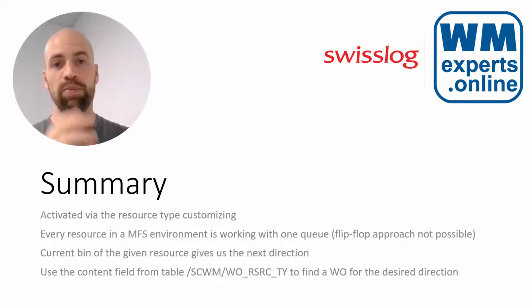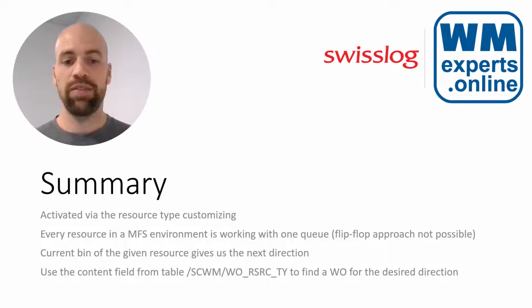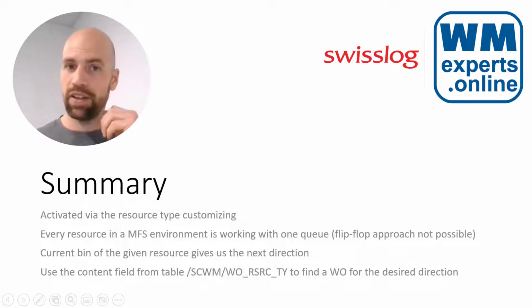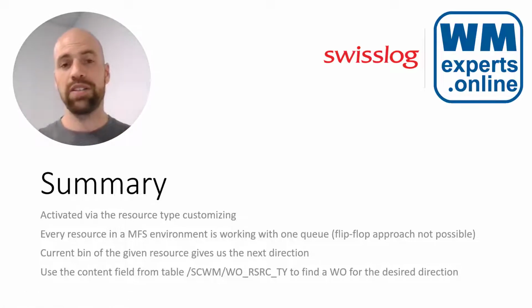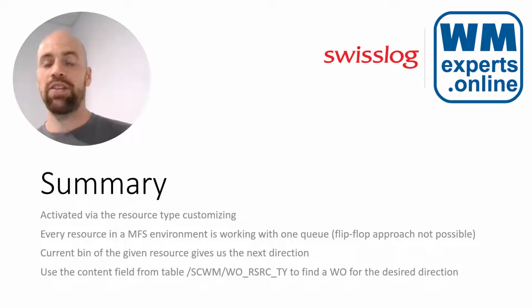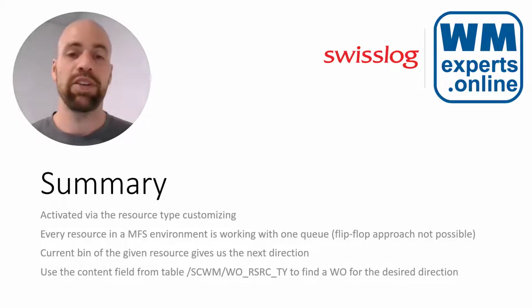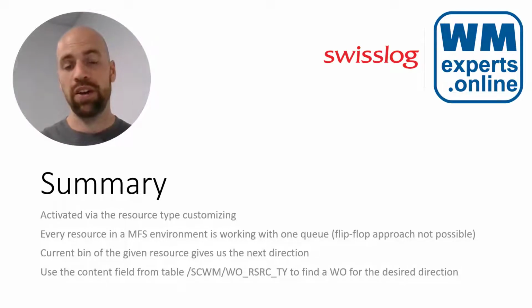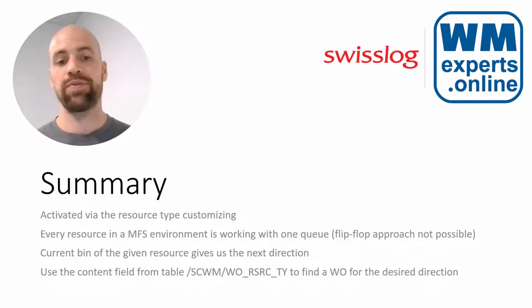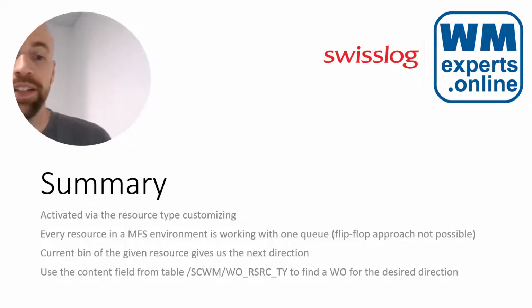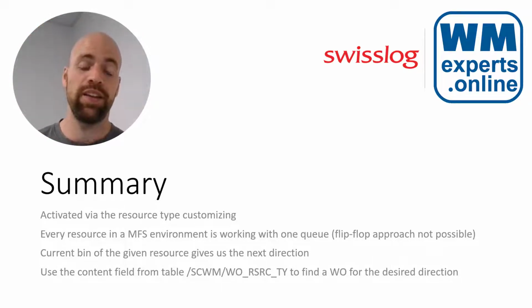And then from the pool of possible warehouse orders, it derives the information from this WO resource type table, which gives the direction of the warehouse orders, and EWM compares the direction of the warehouse orders in the pool with the direction from our interleaving flag, which had been determined based on the current bin of the resource. And that's basically it about task interleaving in automated storage and retrieval systems.